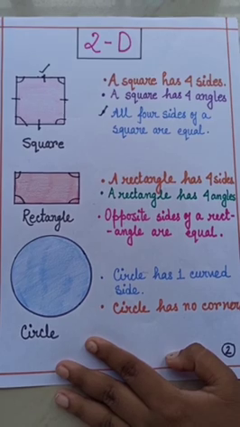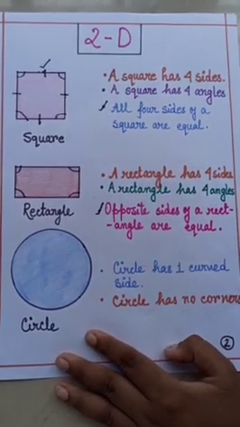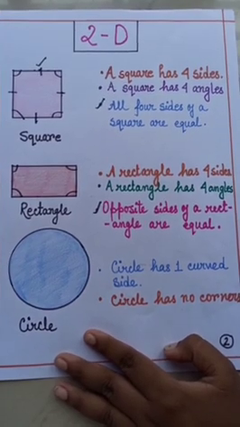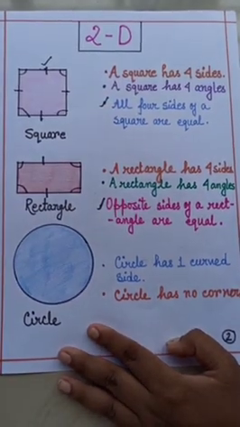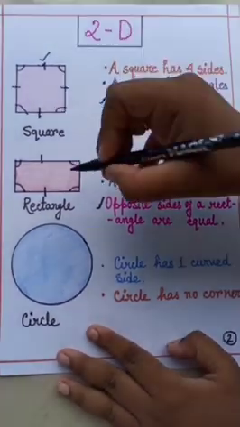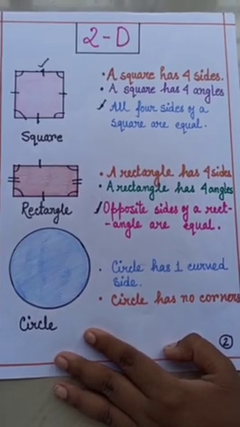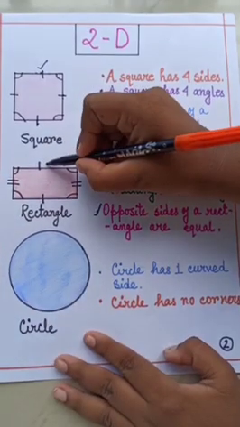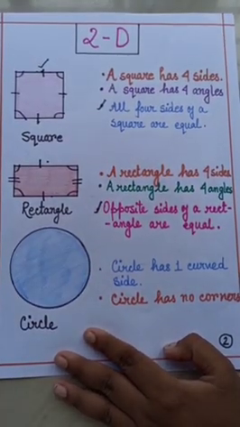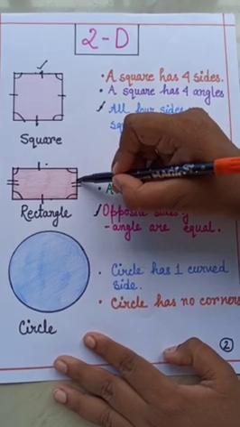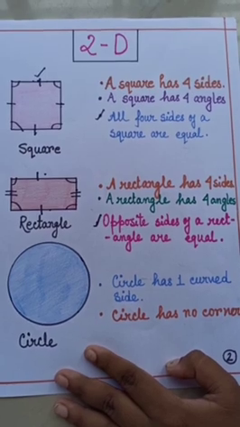And the third point, the most important point, is this. Opposite sides of a rectangle are equal. Opposite sides, that means this side and this side of a rectangle will be of same length and this side and this side will be of same length. Suppose this is 3 centimeter, then this side will also be 3 centimeter, and this side suppose be 2 centimeter, this side will also be 2 centimeter.